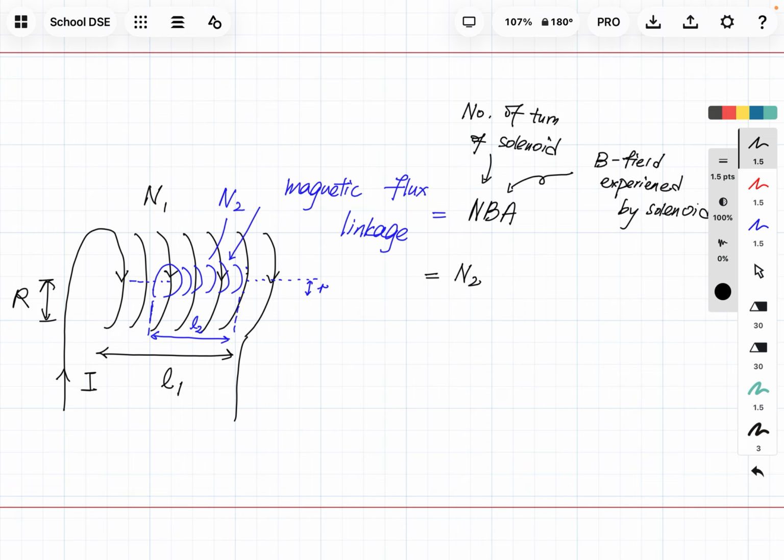Unless you use thinner wire. So therefore you wind more turns in the same length of the solenoid, then you can have the length constant, then you have the number of turns increase. Then in this case you can increase the magnetic field.